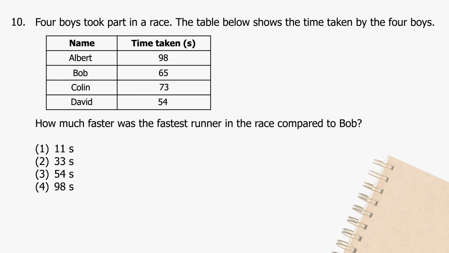Question 10. 4 boys took part in a race. The table below shows the time taken by the 4 boys. How much faster was the fastest runner in the race compared to Bob?